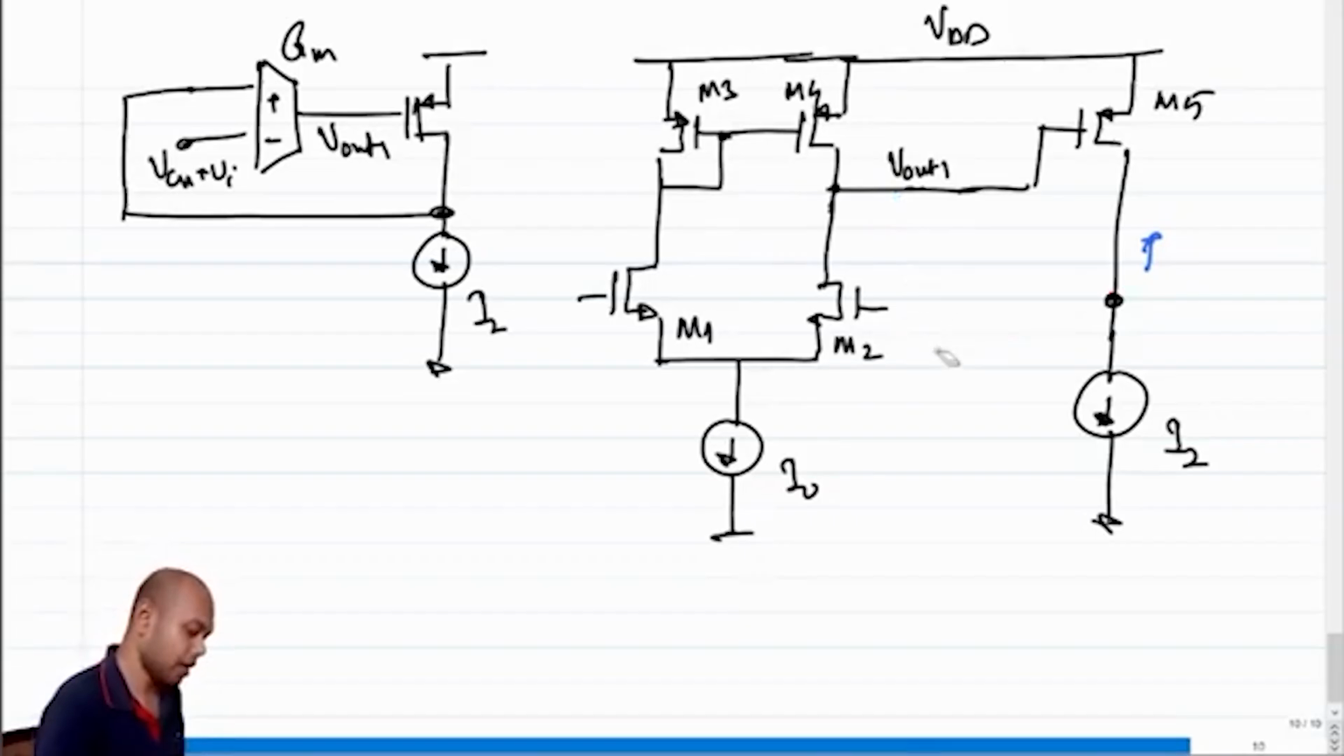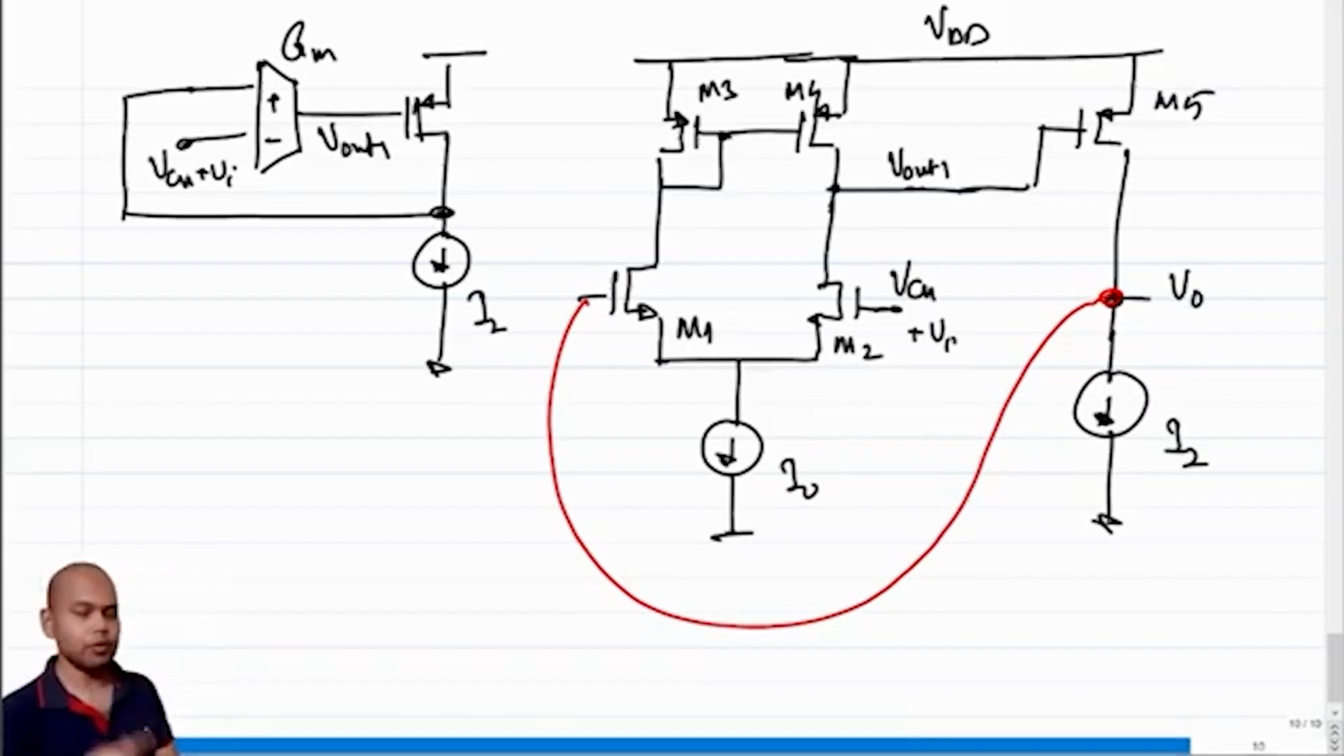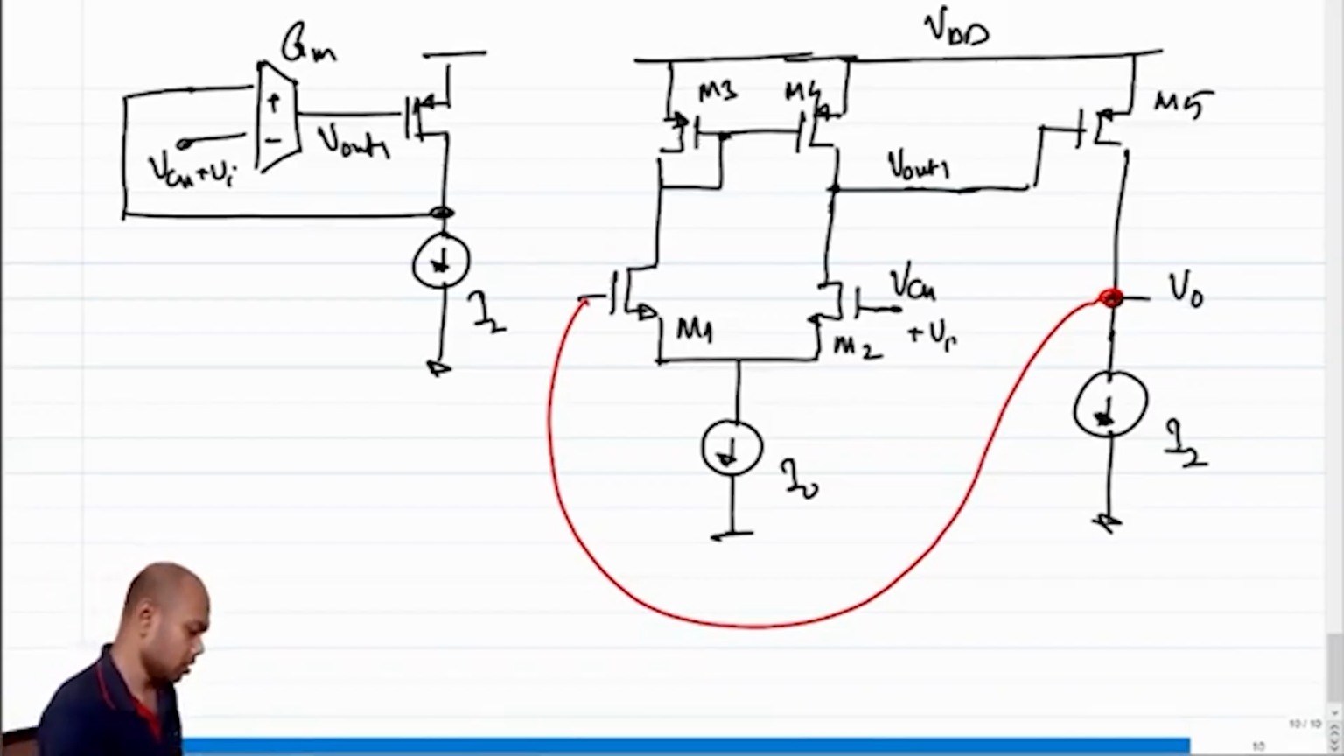So we cannot connect the feedback at this terminal, which means we have to connect the feedback at the other terminal. And we'll have to connect the input here, right? This will be VCM plus Vi, and this will be V0. This is a unity gain configuration of our buffer, right?